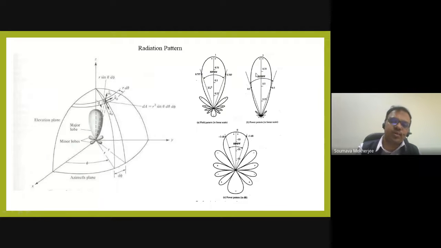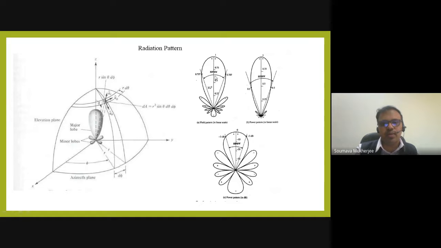There are some other parameters we also try to discuss, like half power beam width. This is the angular section within which most of the power is radiated. Basically this is the angular separation between the two points where the radiated power is half of the maximum. So the maximum is here, half of that is here. The angular separation between them is the half power beam width.